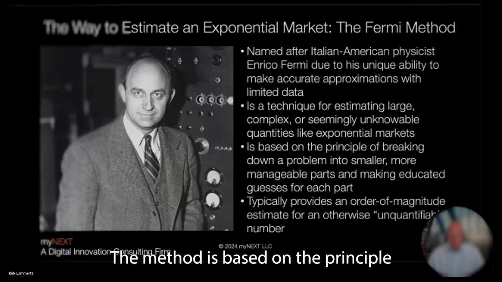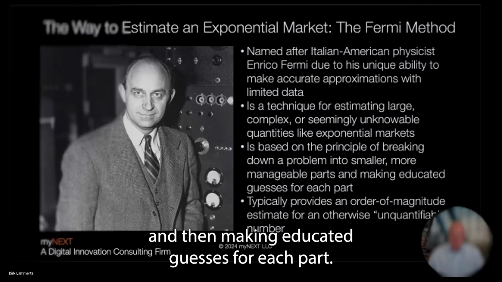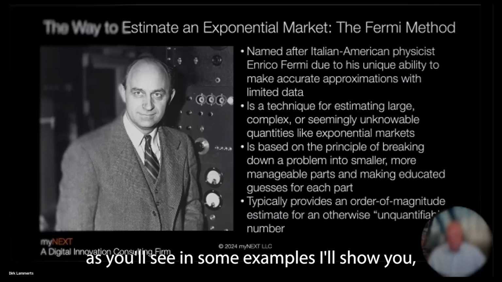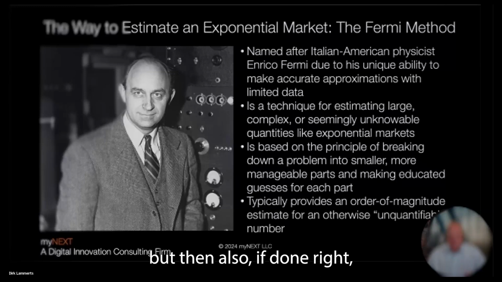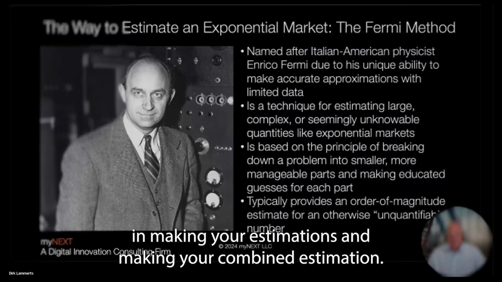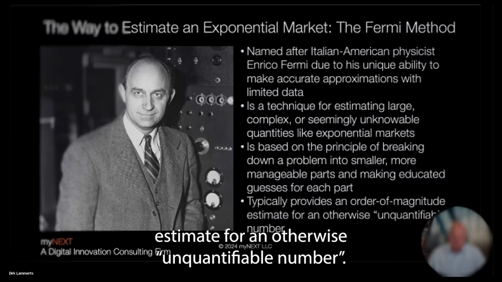The method is based on the principle of breaking down a problem into smaller, more manageable parts, and then making educated guesses for each part. Guesses that are manageable, as you'll see in some examples I'll show you, but that also, if done right, create bounds for the errors you're committing in making your estimations and making your combined estimation. And what this method typically provides is an order of magnitude estimate for an otherwise, quote unquote, unquantifiable number.